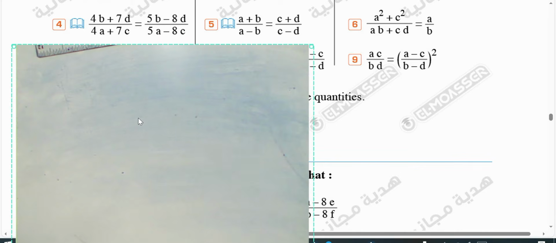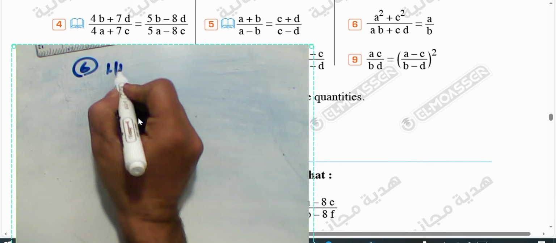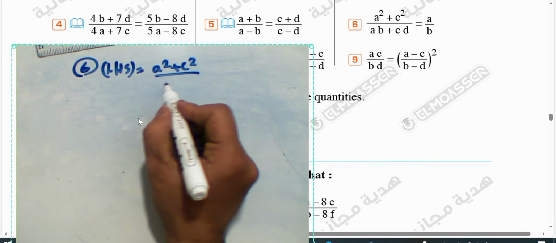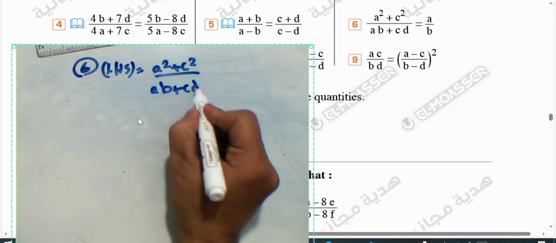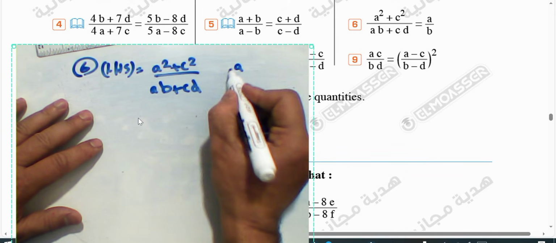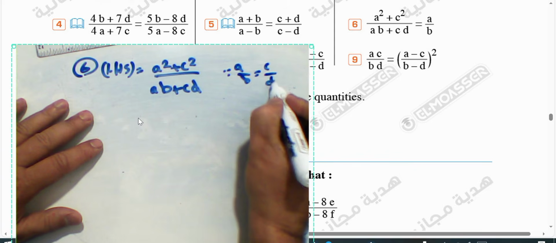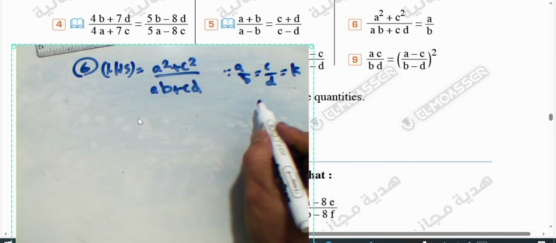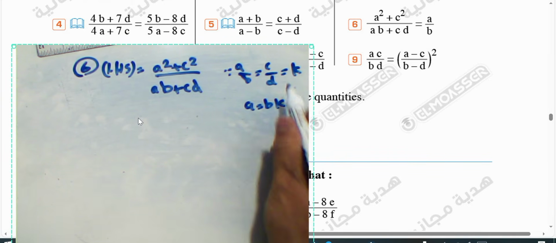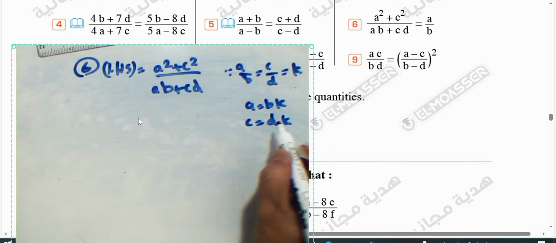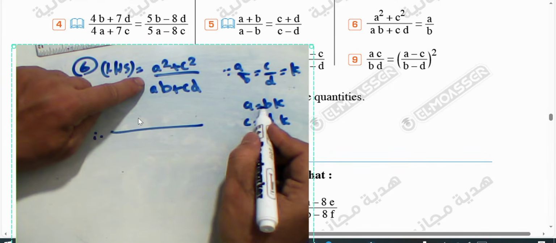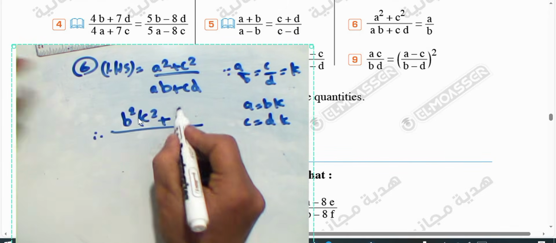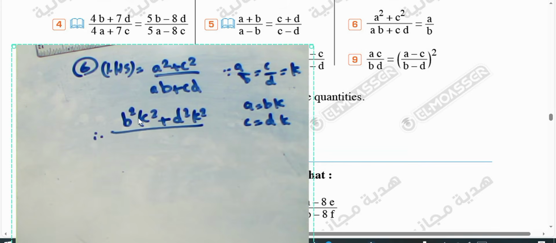Next question, number 6. The left-hand side was equal to (A power 2 plus C power 2) over (AB plus CD). We know A over B equals C over D. We can put K because A, B, C, D we call proportional. The value of A equals BK, where K is a constant not equal to 0, and C equals D times K. In A power 2 here, what's the value of A? BK, it will be B power 2, K power 2, plus C power 2 here, it will be D power 2, K power 2.